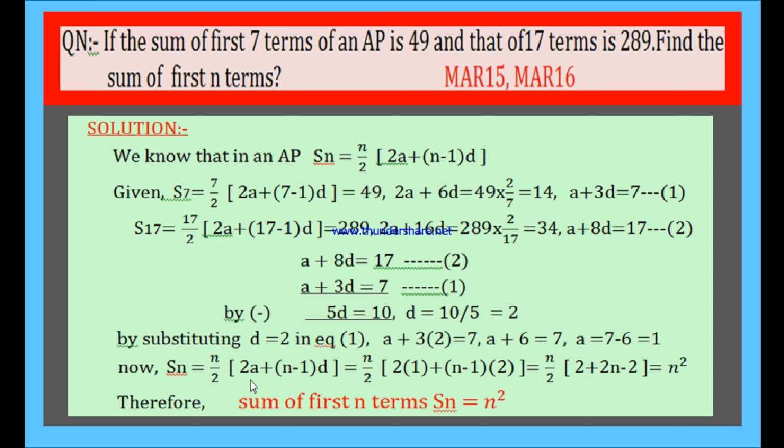Therefore n by 2 into 2 into a, 2 into 1 plus n minus 1 into d value is 2. This is n by 2 into 2 into 1 is 2 plus 2 into n is 2n minus 1 into 2 is minus 2. Plus 2 minus 2 will be cancelled. Then n by 2 into 2n. This 2 and 2 will be cancelled. Then n into n is n square. Therefore, the sum of first n terms of the given AP is n square.